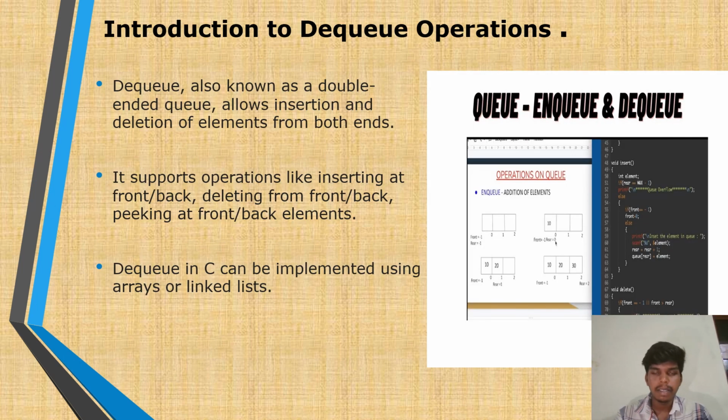Introduction to DQ operations. A DQ, also known as a double-ended queue, allows insertion and deletion of elements from both ends. It supports operations like inserting at front and back, deleting from front or back, and peeking at front and back elements. A DQ in C can be implemented using arrays or linked list.